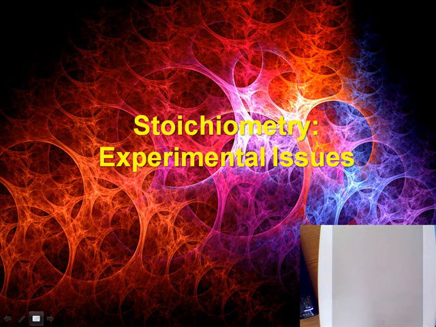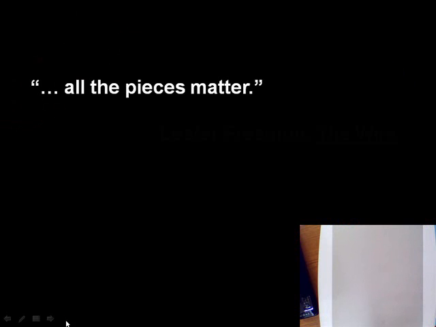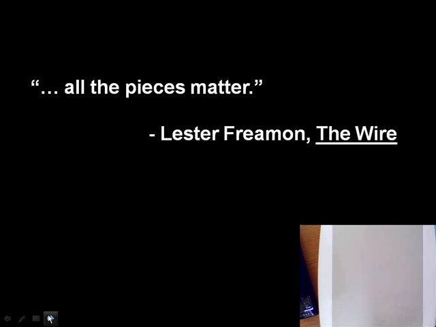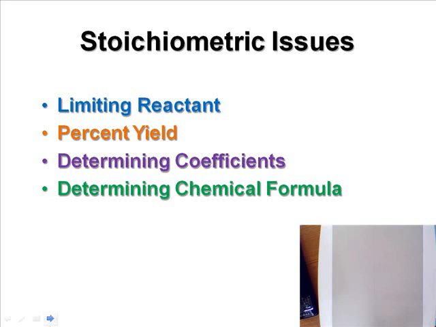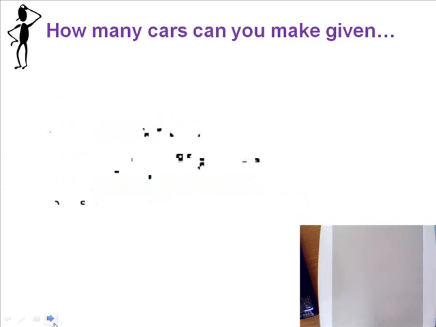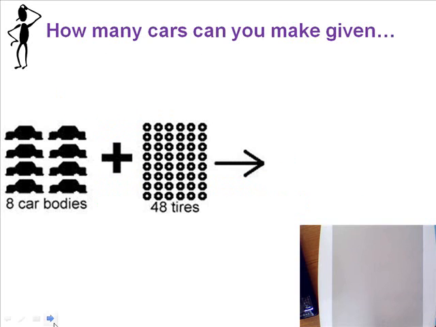Right. This is stoichiometry part 2 and explores certain experimental issues associated with it. In stoichiometry, the key idea is to realize we can't lose any atoms, we can't gain any atoms. All the pieces matter. So what kind of issues are we going to try to solve here? There are issues of limiting reactants, issues of percentage yields, issues of coefficients, and chemical formulas.